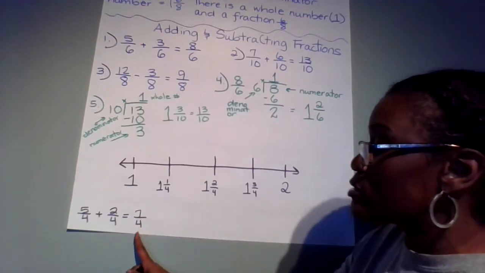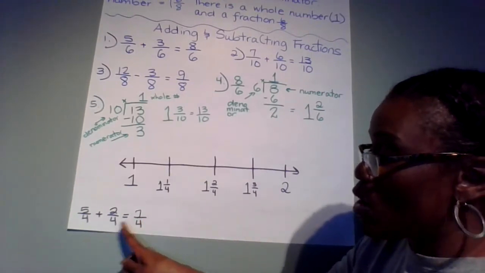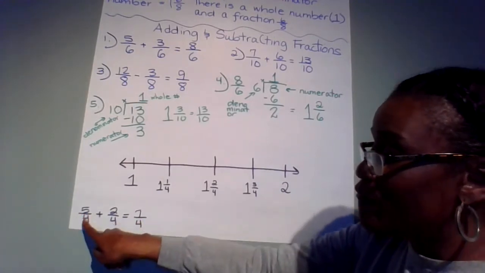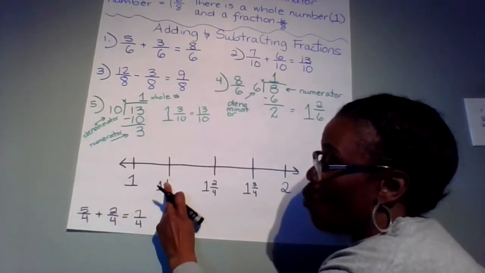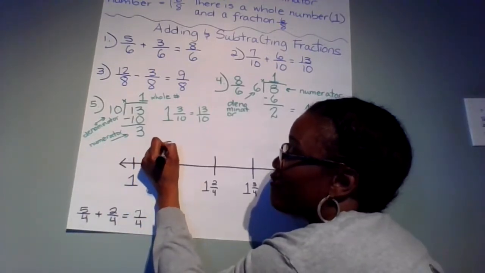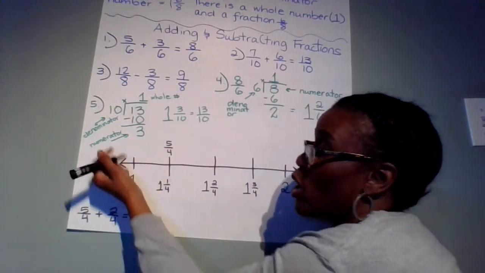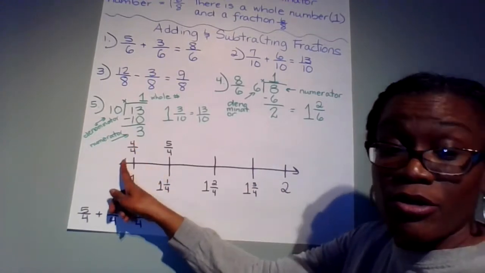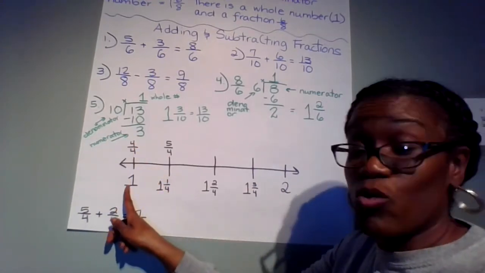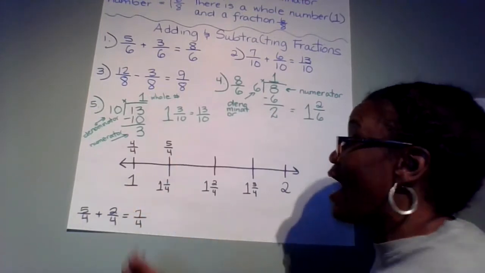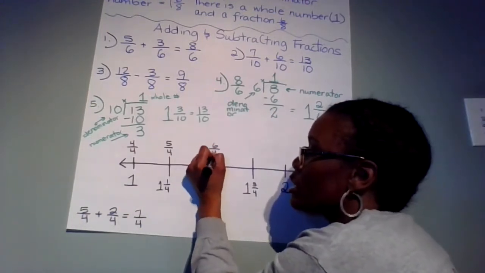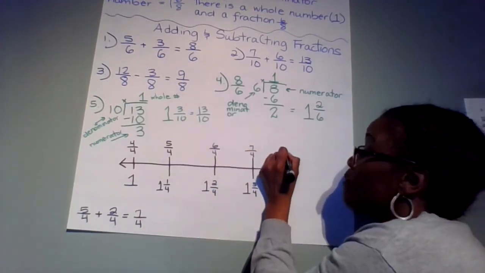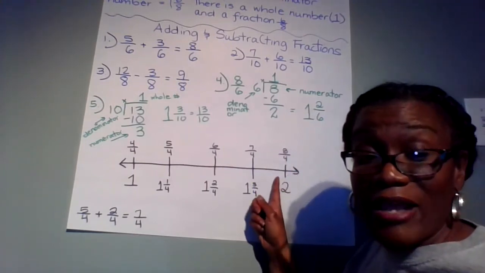So now, scholars, let's see. We have 7/4. If I have 5/4, I know that would be 1 1/4, because number 1 would be 4/4. Remember, when your numerator and your denominator are the same, it equals 1 whole. So this would be 5/4. This would be 6/4. This would be 7/4. And this would be 8/4.